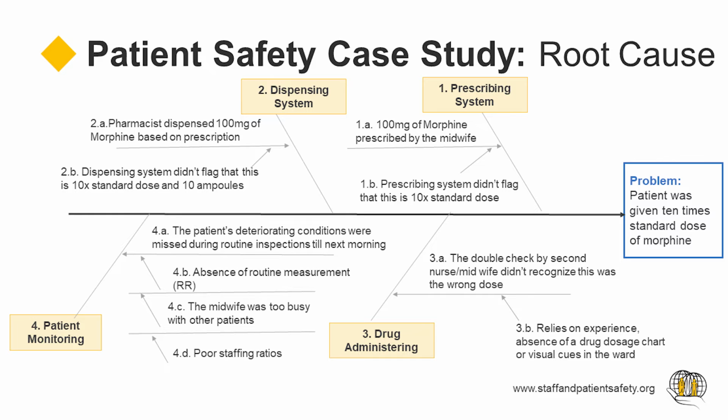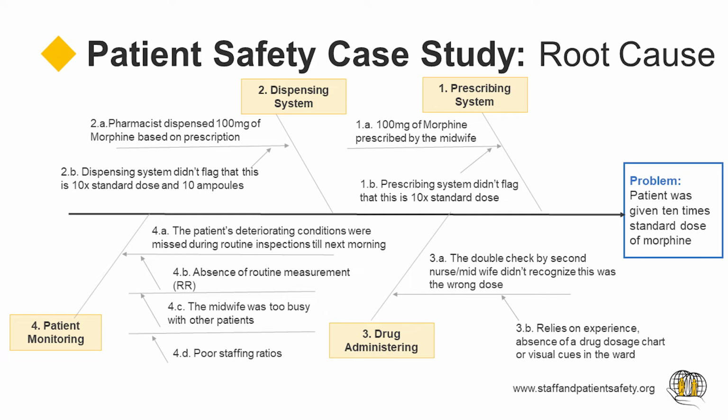It is likely there were no drug dosage charts or visual aids in the maternity ward to assist with the process. Finally, the patient monitoring has failed as well. It was only the next morning that the care team identified Mrs. S was in a coma. Her husband thought she was sleeping. Mrs. S's deteriorating condition was missed during routine inspections till the next morning. It is likely the routine respiratory rate measures were not carried out as the midwife was too busy with other patients. What she observed when she saw the patient sleeping is what she is expected to see. Why did this happen? Likely due to poor staffing ratios. It has recently been reported that this particular hospital did in fact have poor staffing ratios, leading to a number of issues.